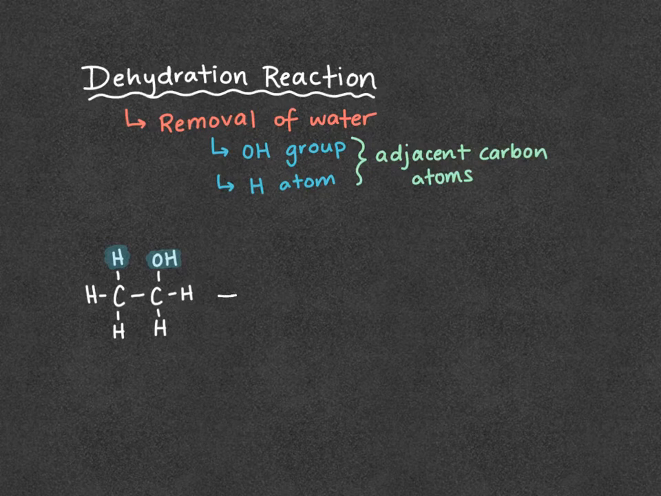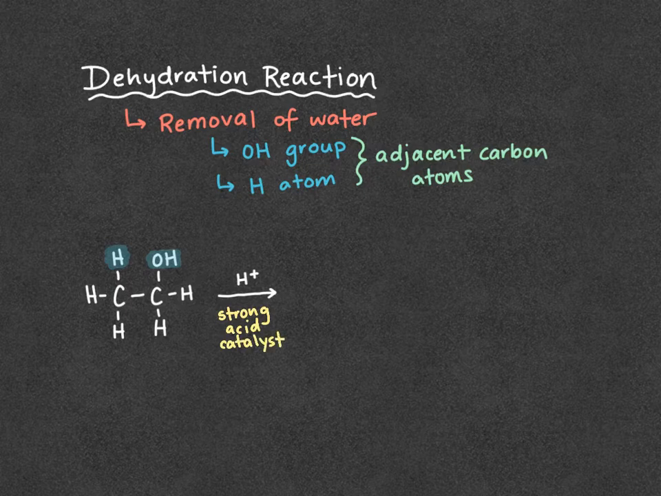So we're going to just react this in the presence of a strong acid. This strong acid is a catalyst, meaning that it is not actually a reactant, it's regenerated during the reaction. So we put it over the arrow. When we react it with this catalyst, we're going to form a double bond. So we're going to remove that H and that OH. We'll form a double bond between the two carbons they were originally on.